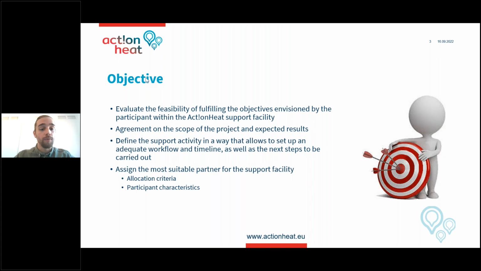Then it also provides an agreement on the scope of the project and the expected results, both on the applicant and on the consortium side, which allows to define the support activity in a way that the workflow and timeline are fixed, as well as next steps to be carried out after the setting of the collaboration agreement. Lastly, it allows the consortium to assign the most suitable partner for the support facility, which will be done based on the allocation criteria and also on the participants' characteristics that will be evaluated during this process.